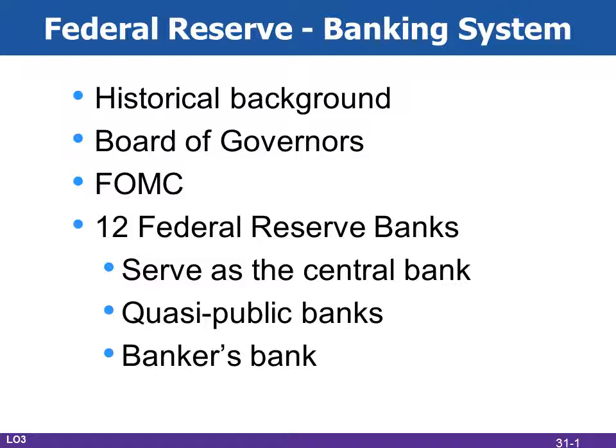All right, so we have these 12 regional banks that serve as our central bank, as opposed to somewhere like Japan, which just has the Bank of Tokyo, which is the one bank, the central bank for Japan. And these are called quasi-public banks, and this is sort of a technicality, it's not really all that important, but might as well mention it.